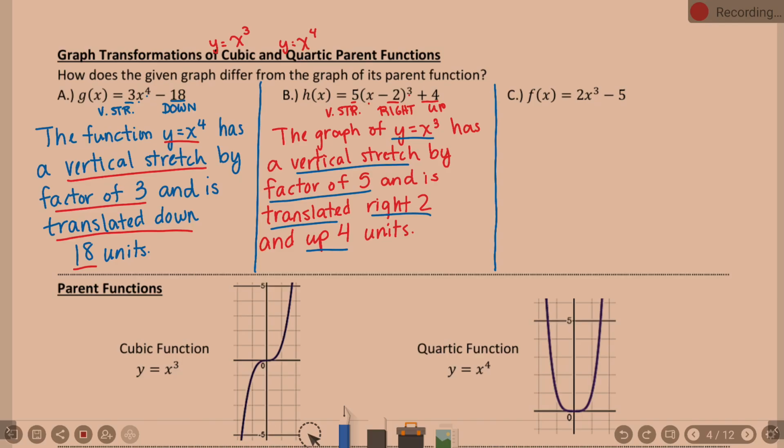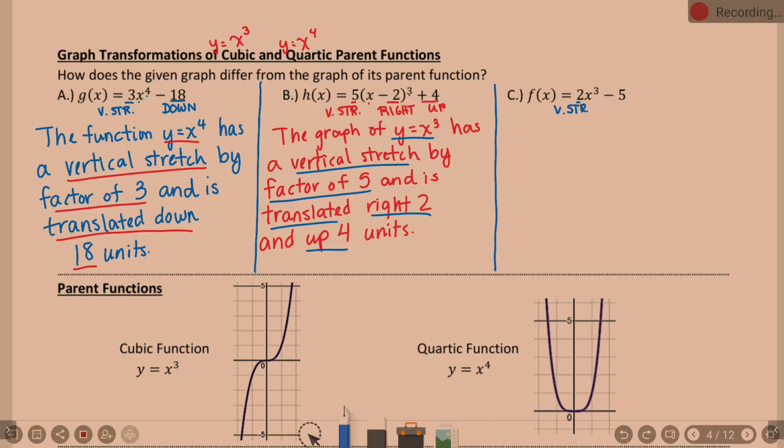Okay, let's get C in real quick, and that'll be a good finishing point. Okay. C, f of x equals 2x cubed minus 5. This is pretty basic, isn't it? If you ask me, this is a repeat of what we've done how many other times this year. So I'm hoping you guys see it as basic as I do. Maybe not, but okay. What's that 2? Vertical stretch. Why did I put all stretches in here? Weird. I don't know why I put all stretches in here, but I did.